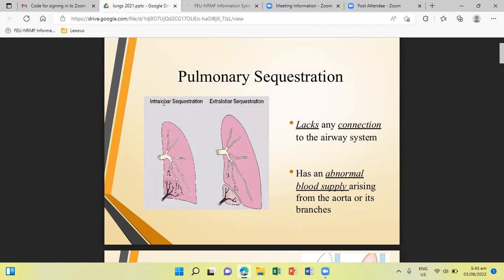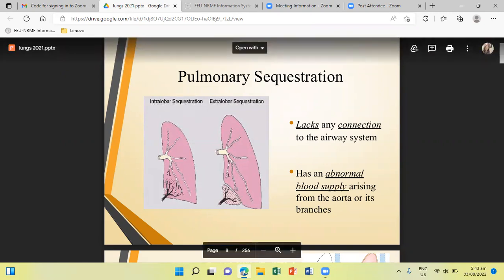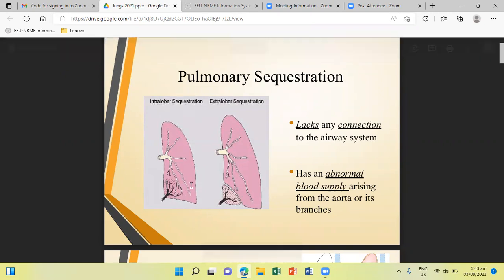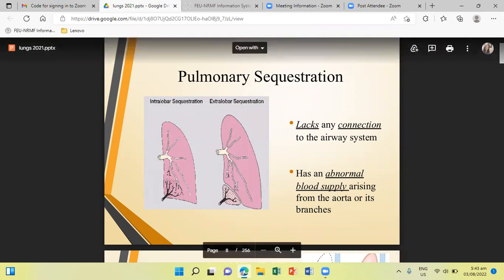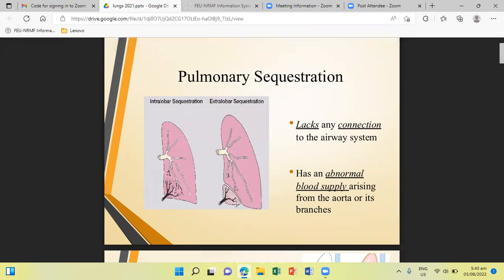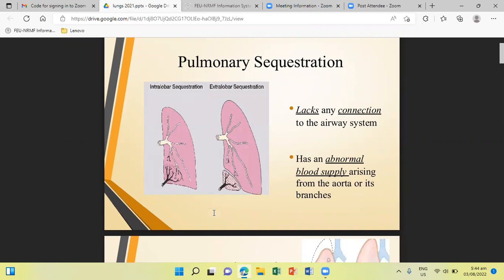From the term itself, when you say intra, it means it is embedded within the lung parenchyma. Extra, as you can see here, are external to the lung and most commonly come to attention in infants as mass lesions. They may be associated with other congenital anomalies. So intralobar, do not forget, occurs within the lung, and extralobar are external to the lung.